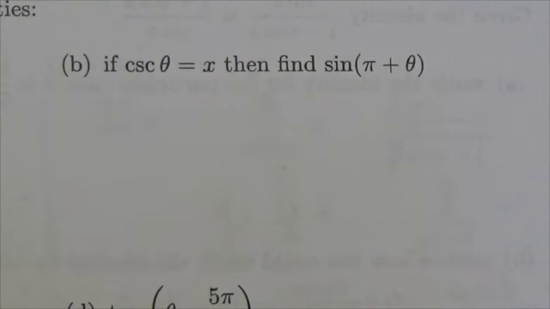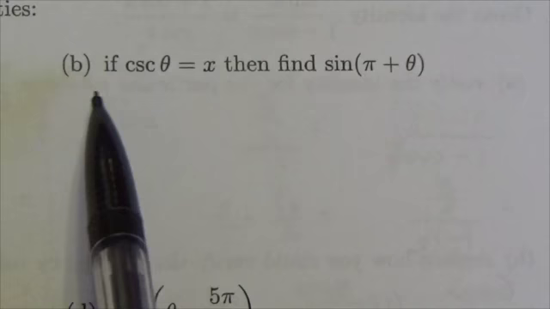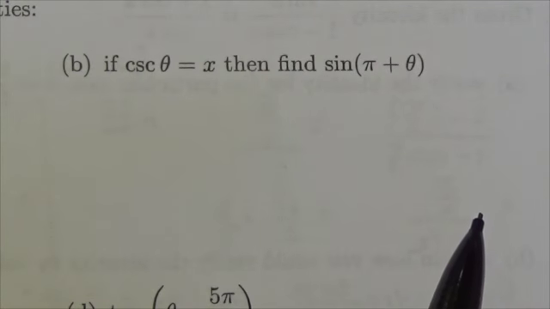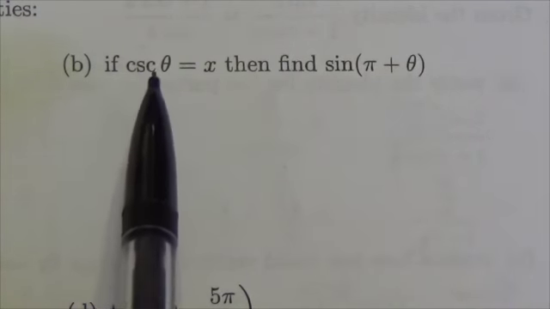Hi everyone, this is the Math 30-1 Trig 2 review. This is question 7b. We're supposed to simplify these expressions using the sum and difference identities. This one's a little interesting though.